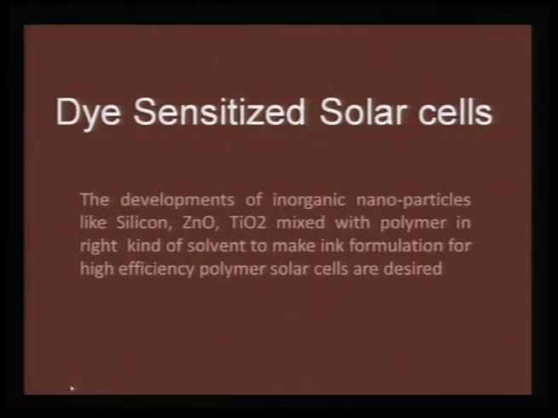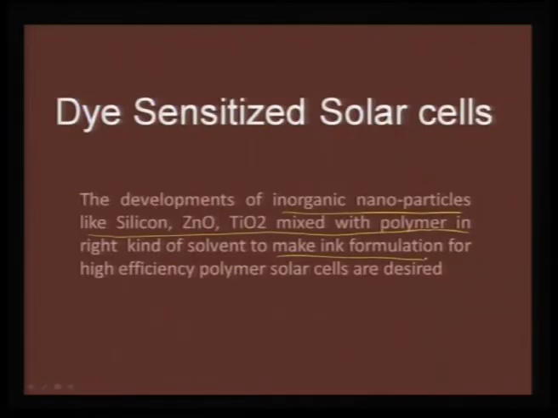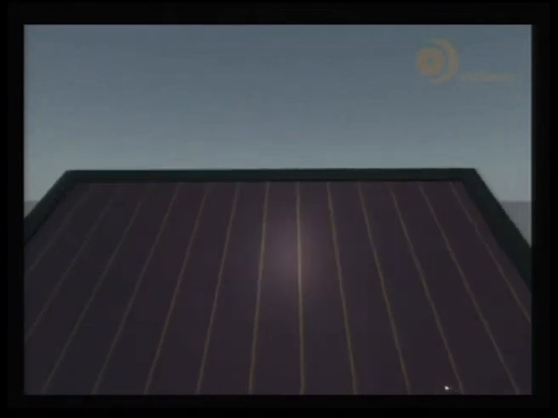I will touch briefly on dye sensitized solar cells before I close. The developments of inorganic nanoparticles like silicon, zinc oxide, TiO2 mixed with polymer can help us make ink formulations so that we can make very big panels. At the same time, we can overcome the issue of exciton binding energy by using dye sensitized solar cells, and this is possible because these semiconductors can do the job that is required in an organic photovoltaic. And this is a demonstration of how such a dye sensitized platform can work.